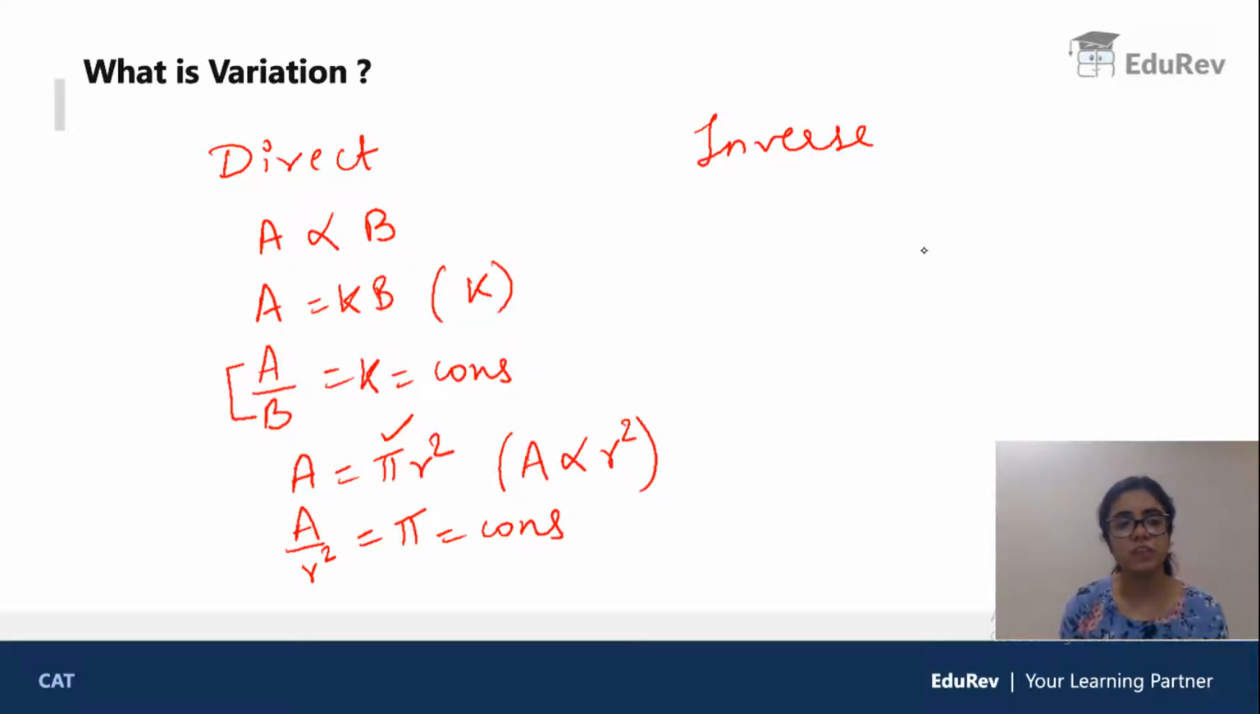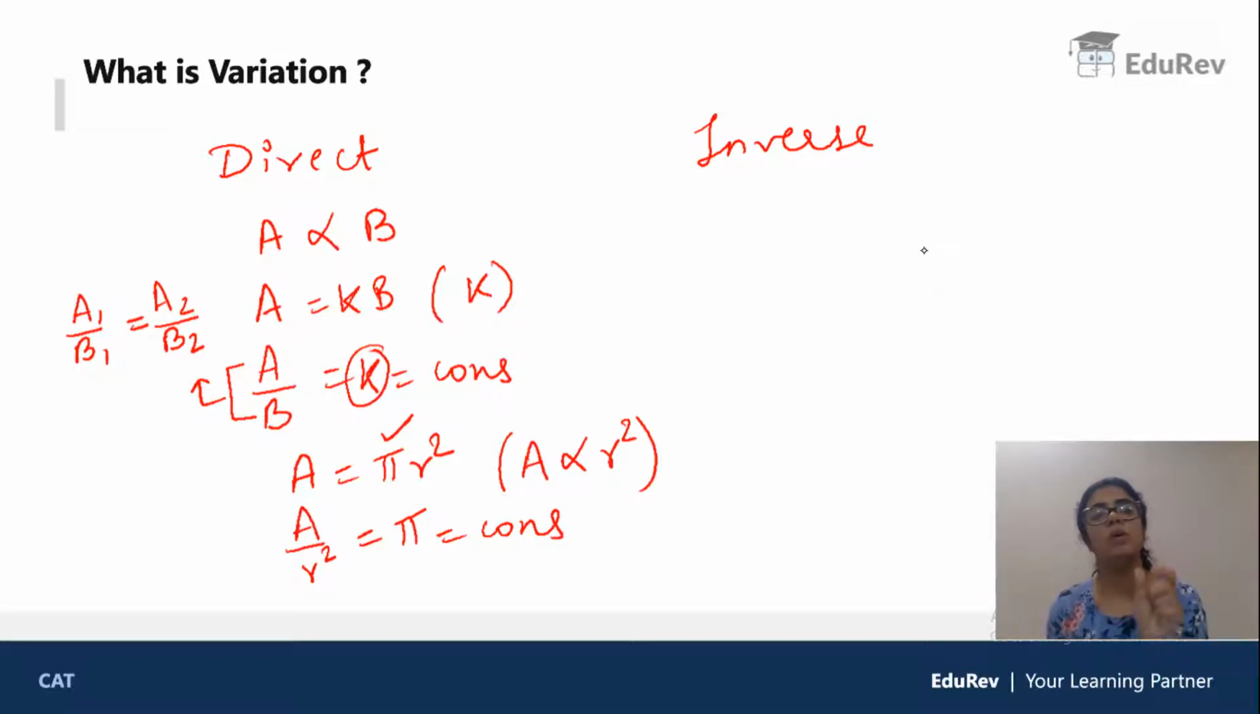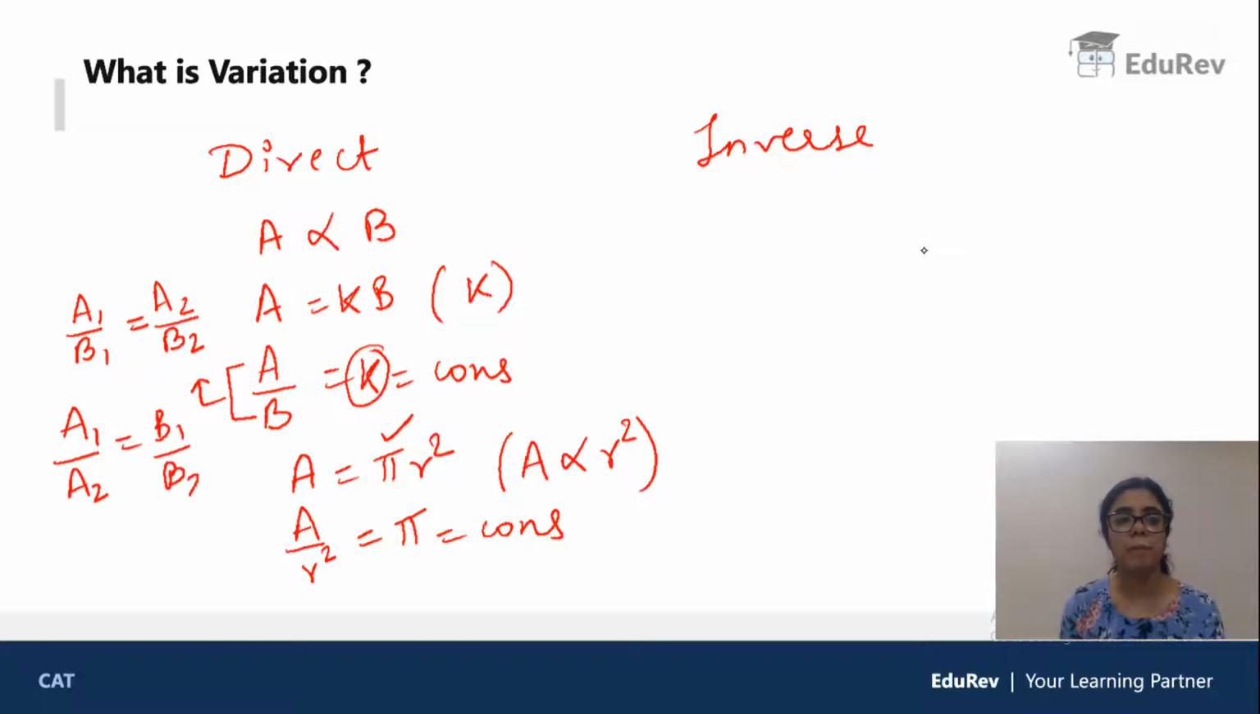Now suppose I give you two values. Let's say a1 upon b1, and I give you one more value, a2 upon b2. But we know any a upon b ratio will always be a constant. Correct? So that means a1 by b1 is equal to a2 by b2 because it is equal to a constant value. So we can use alternendo and we will get a1 upon a2 is equal to b1 upon b2. I have just interchanged a2 and b1.